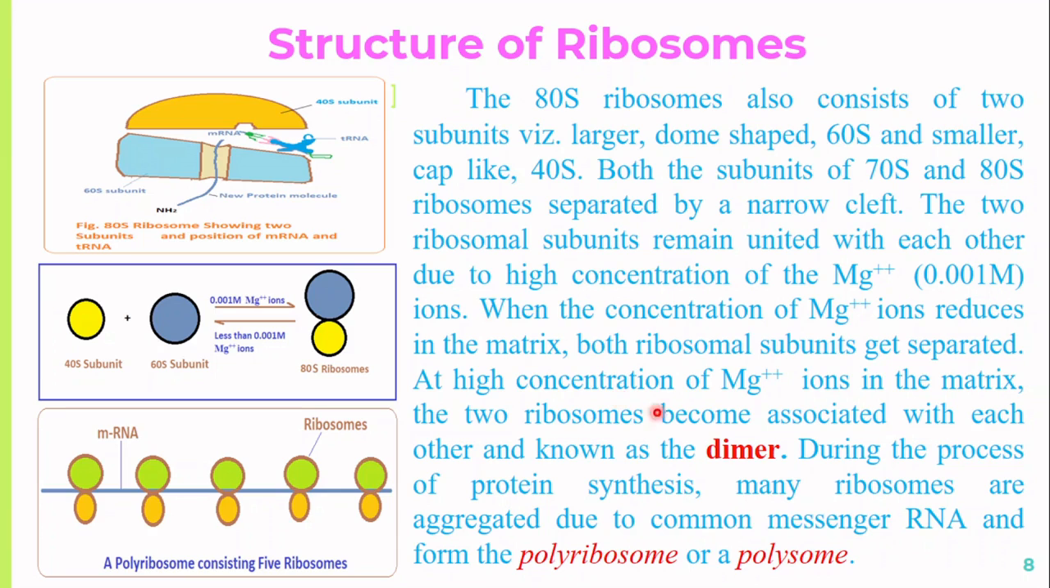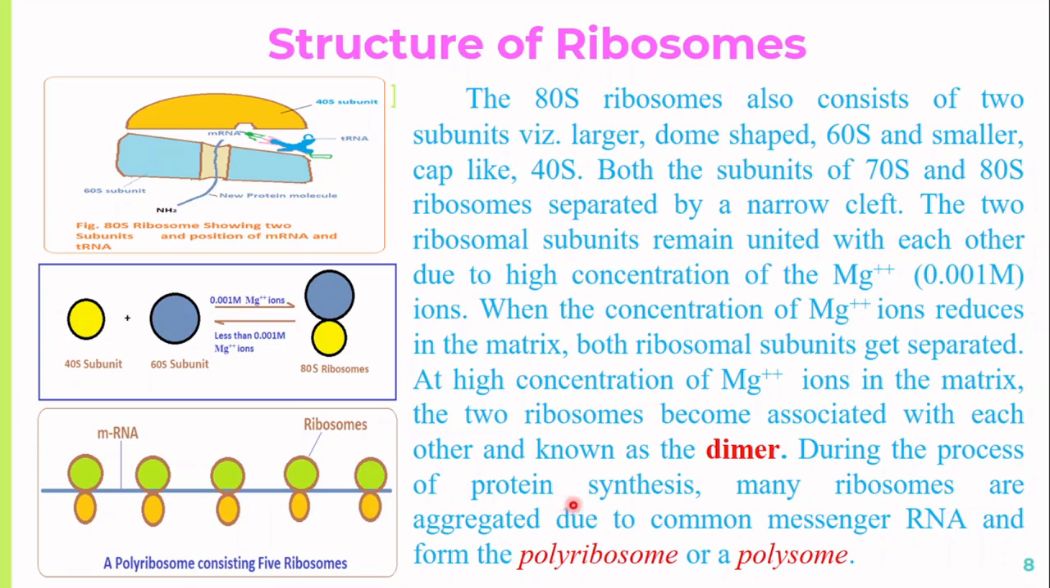At high concentration of magnesium ions in the matrix, the two ribosomal units become associated with each other and they are known as a dimer. So this part is known as a dimer. So why is it known as a dimer? Because both subunits come together to form a structure like a dimer.